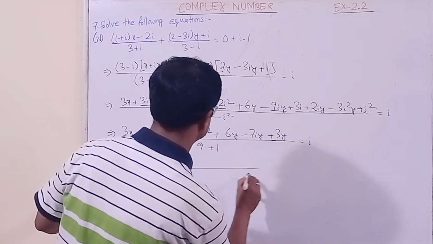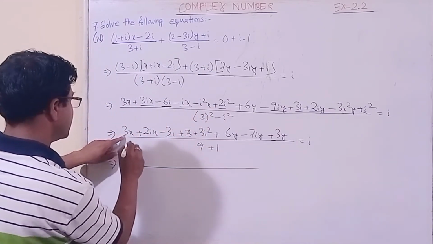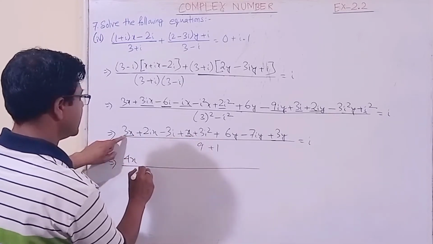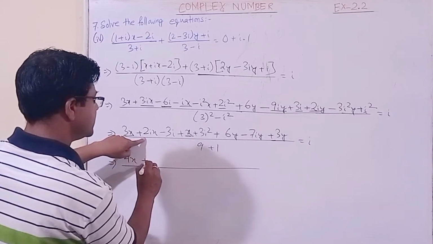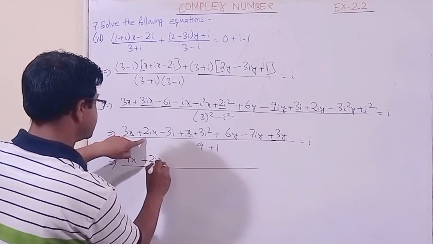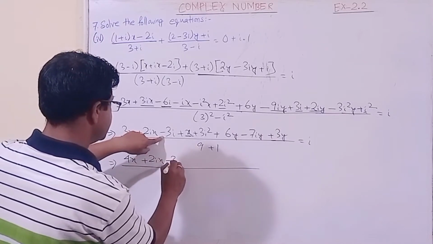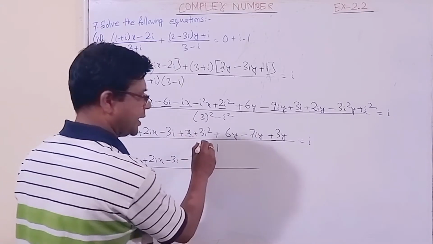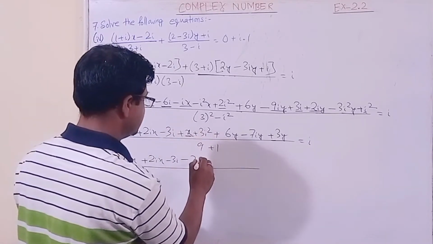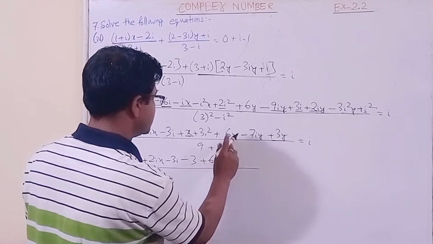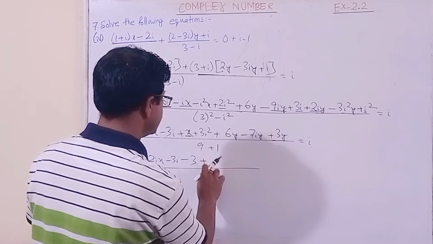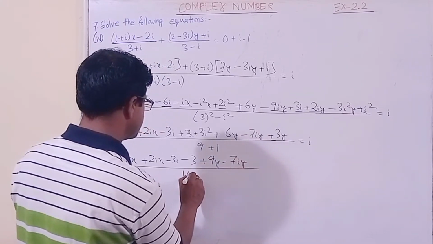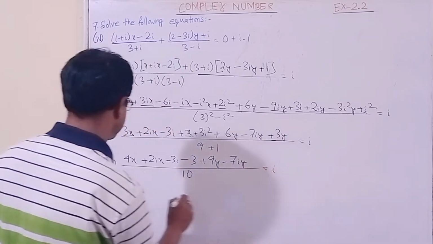Here we can simplify again. 3x and x become 4x, and there is no ix, plus 2ix minus 3i. Continuing, we count that this becomes minus 3 because i square is minus 1, and plus 3, so this is 6y and 3y becomes 9y minus 7iy. So we are very close, 9 plus 1 is 10, is equal to i. We will cross multiply.